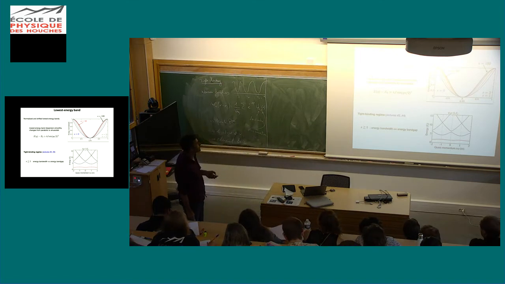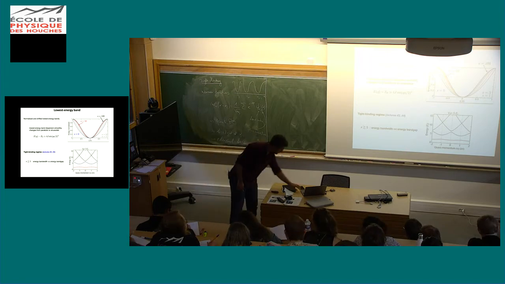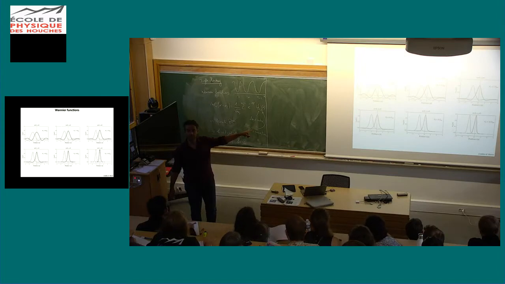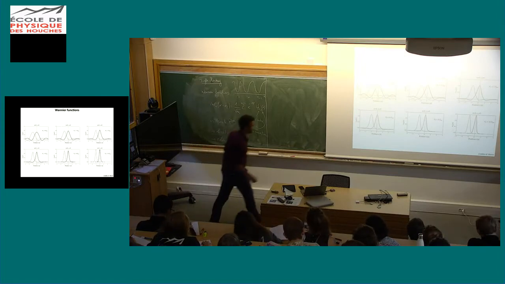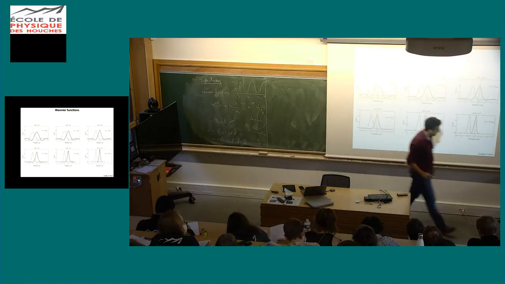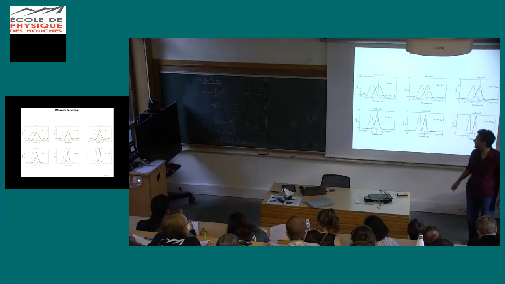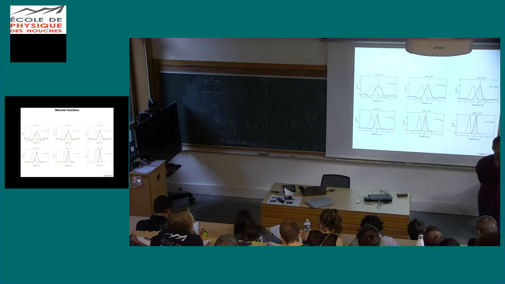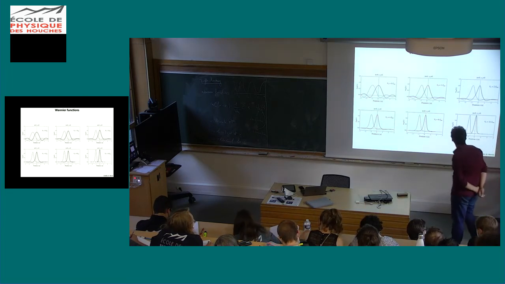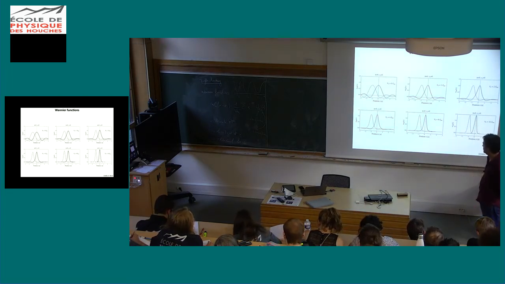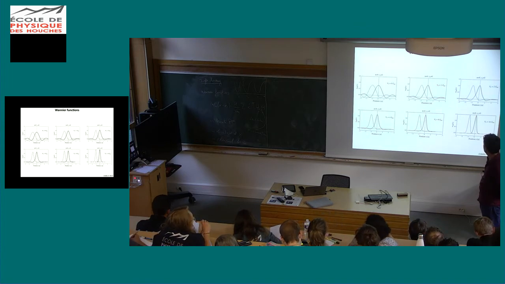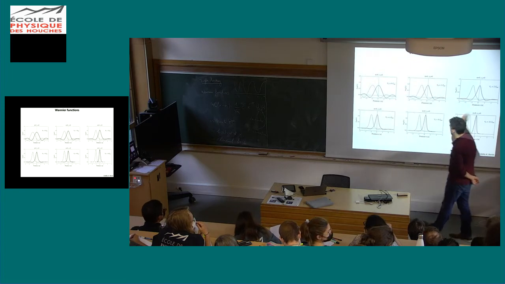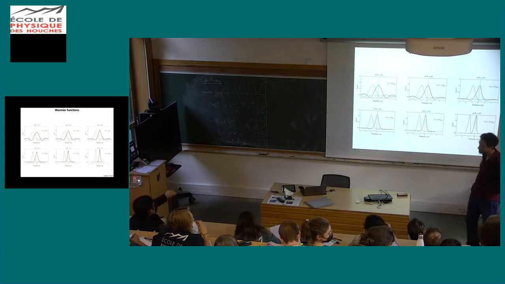So what do they look like? Well, you can see? No? That will be a lot of back and forth. From the Bloch wave functions, you can calculate them numerically. So you have a few examples with different amplitudes of the optical lattice: 0, 1, 2, 4, 8, 16.